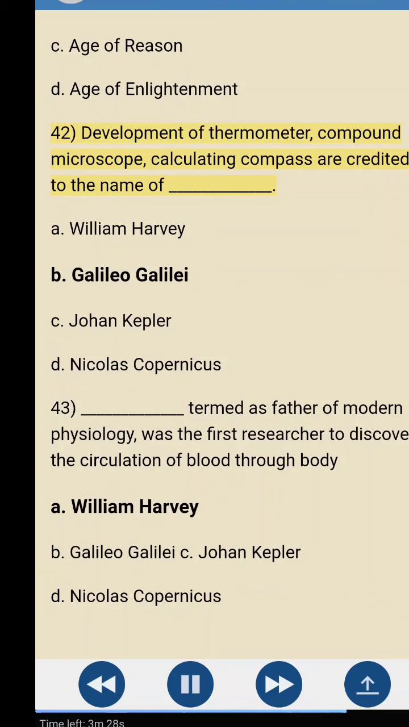42. Development of thermometer, compound microscope, calculating compass are credited to the name of blank. A. William Harvey. B. Galileo Galilei. C. Johann Kepler. D. Nicholas Copernicus. 43. Blank, termed as father of modern physiology, was the first researcher to discover the circulation of blood through body. A. William Harvey. B. Galileo Galilei. C. Johann Kepler. D. Nicholas Copernicus.